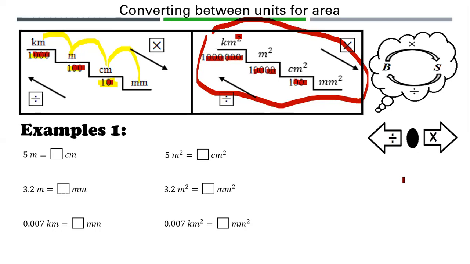500 centimeter. How did you know? Explain. Because from meter to centimeter, it's 100. And we're going down, so we multiply. Excellent job. After we divide. So this is times 100. It will give you 500. So the answer here is 500.